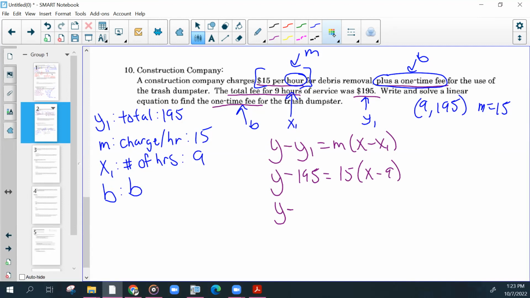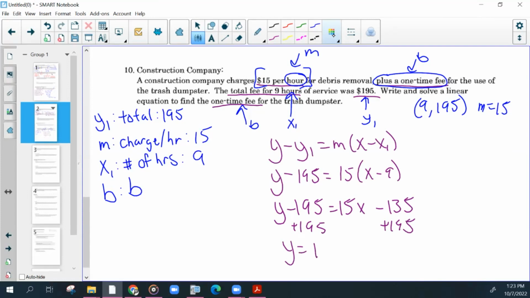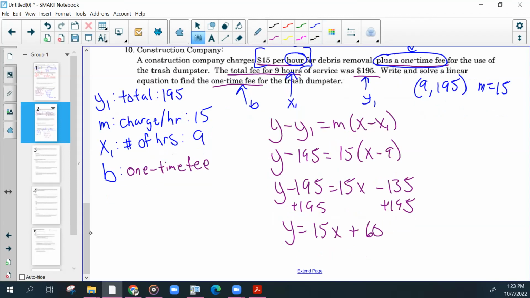So y minus 195 equals 15x minus 135. Add 195 to both sides. So y equals 15x plus 60. In a normal equation, we have y equals mx plus b. Oops, I didn't mean to write this. I meant to write one-time b. So if the question is asking, what is that one-time fee? We're looking at what is our b value, and 60 would be our answer there.